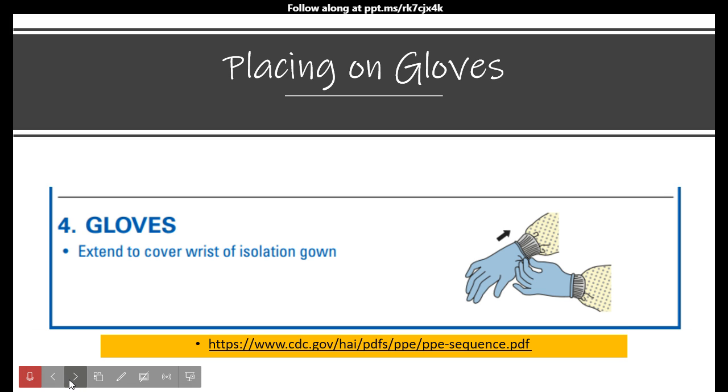Then finally, the last step is your gloves. You're going to extend the gloves to cover the wrist of the isolation gown. So you see how it's going over the gown. It's not going under the gown. So it's covering and extending into that area.